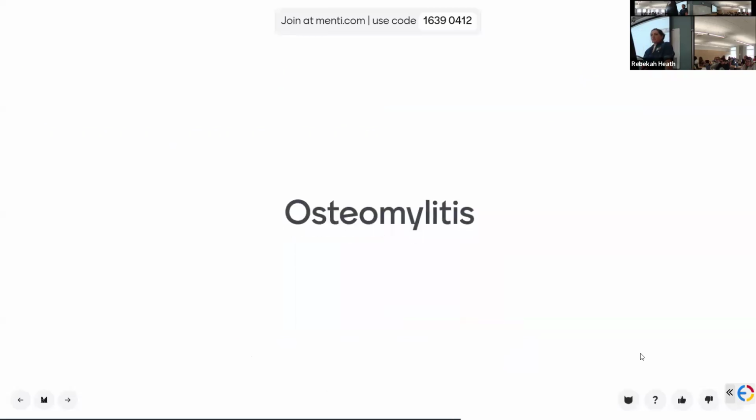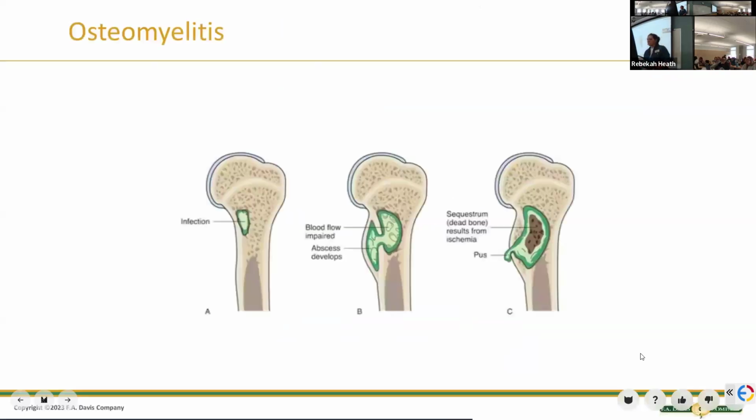I'm going to get you guys to your short break. Osteomyelitis. So word building. What is osteo? Bone. What's myelitis, or itis? Infection, right? It's an infection of the bone.